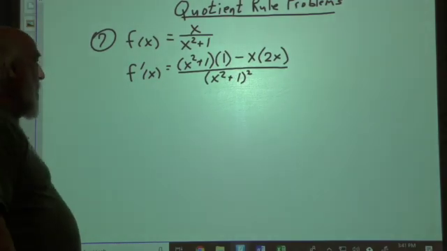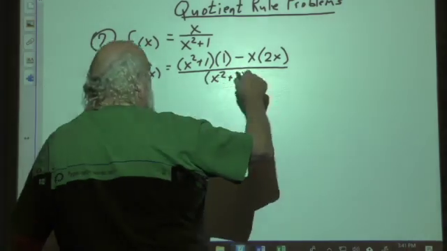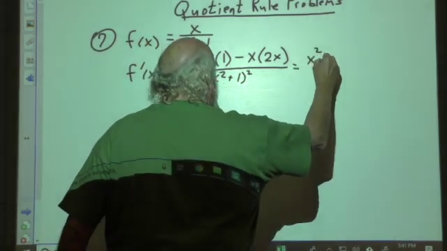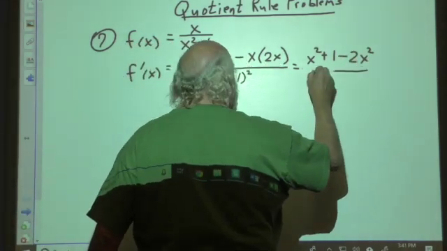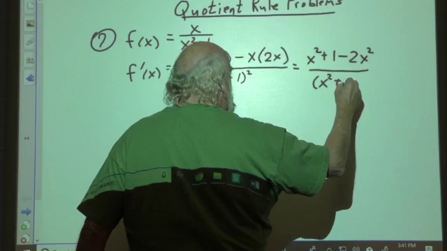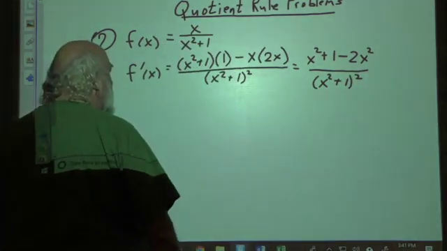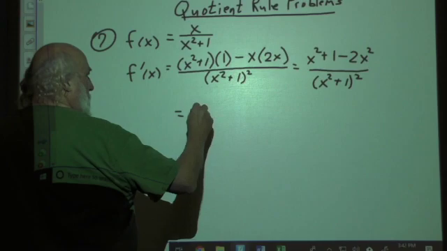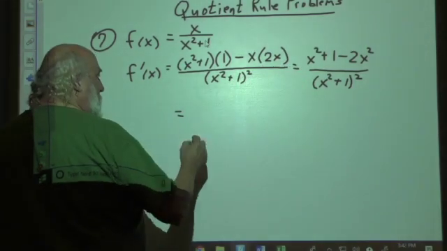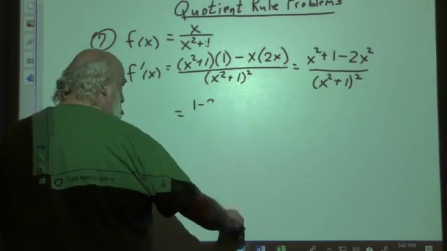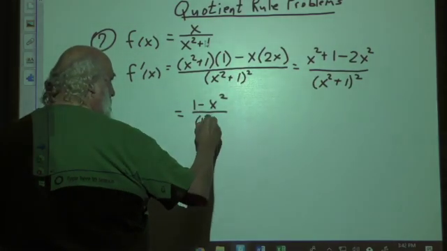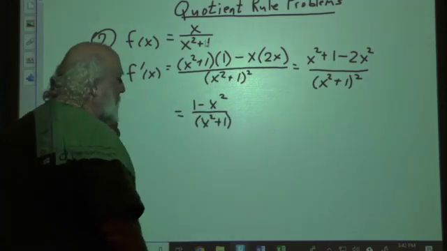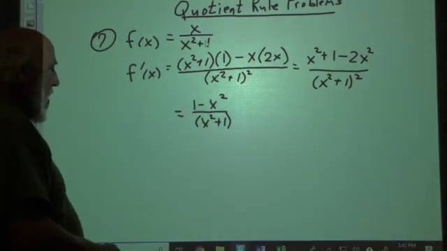And so it's now just a matter of simplifying the numerator. x squared plus 1 minus x times 2x is 2x squared over x squared plus 1 quantity squared. And then combine the x squared and the negative 2x squared, you get 1 minus x squared over x squared plus 1. So that's number 7. Not too bad.